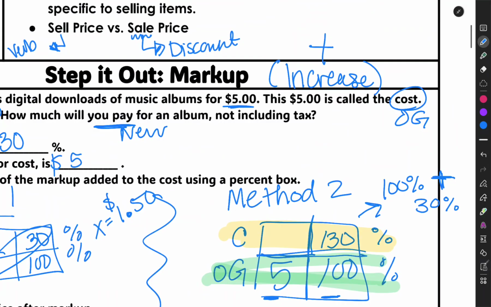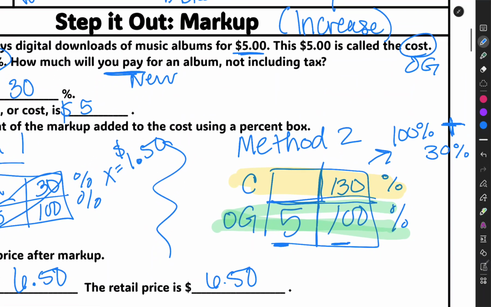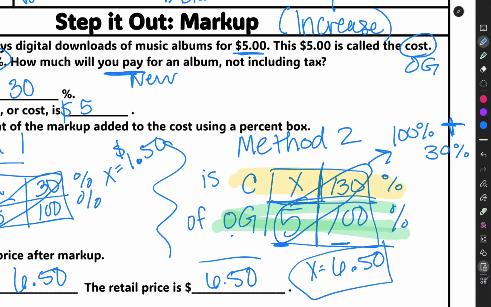You can still look at this. My goodness, I'm sorry, y'all. I don't know why it keeps moving around tonight. Having all kinds of issues tonight. We still look at this as an is and of box. 130% of the original $5 is what? So when we cross multiply and divide here, 5 times 130 divided by 100, we end up with X equaling $6.50. So we get the same answer using both methods.